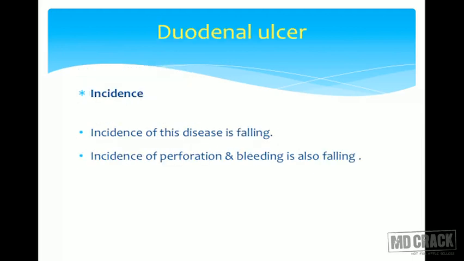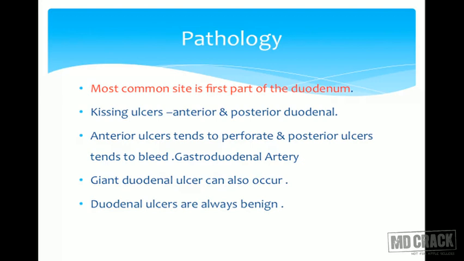Now we will go to the duodenal ulcer. What is the incidence? It is now decreasing because of the increased use of proton pump inhibitors, and the complications associated with duodenal ulcers are also decreasing. Pathology: the most common site is the first part of the duodenum.